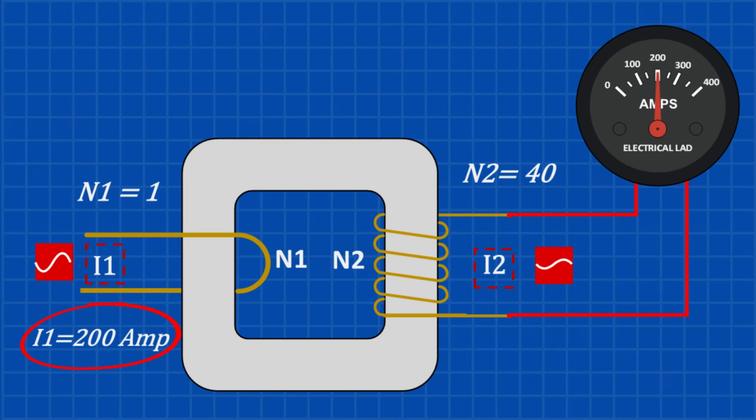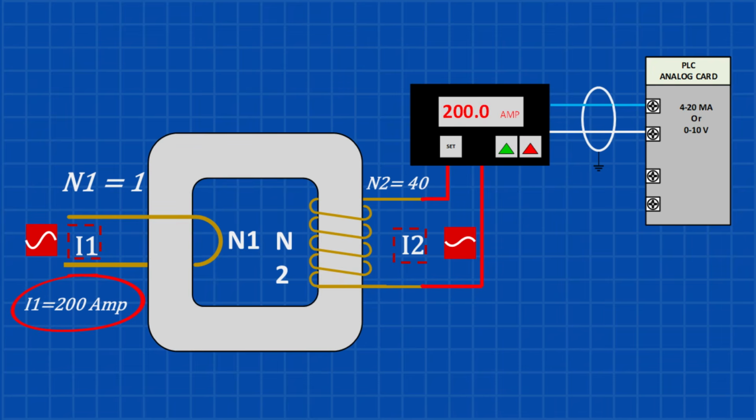And that's what we'll look at next. One common way to bring a CT signal into a PLC is by using a scalable AC amp panel meter with a 4 to 20 milliamp or 0 to 10 volt output. The meter is programmed based on the CT ratio, so it displays the actual system current, and its analog output is then wired directly into the PLC analog input card.